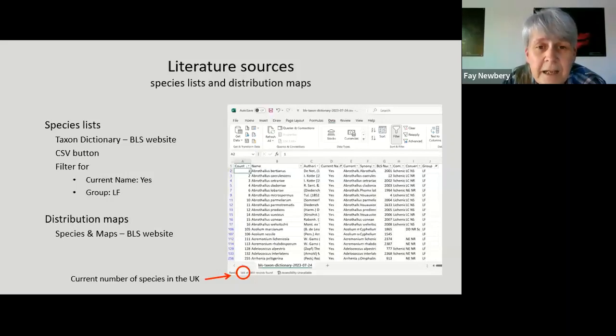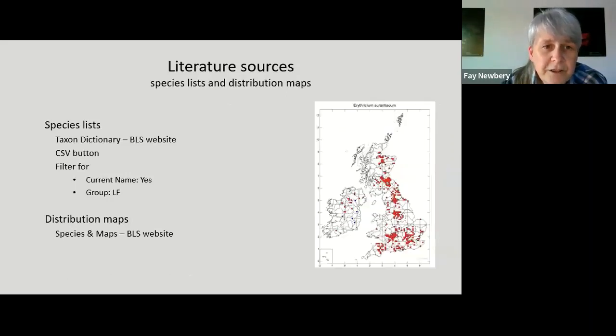And if it's large enough on your screen, you can see in the little circle that when I did this yesterday, I got 565 species, which seems to be the current number of species for Lichenicolous fungi observed in the UK. The site also has distribution maps which you can access.